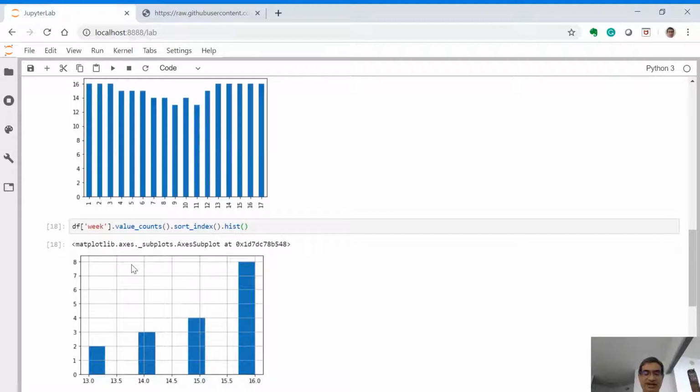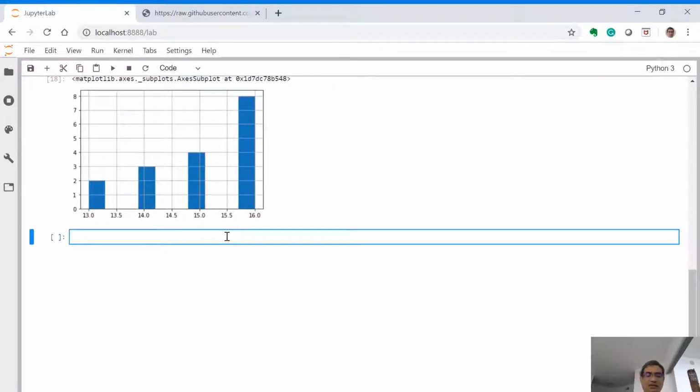A bar plot has two axes. The x-axis is usually what is called categorical, in this case 1, 2, 3, 4, 5: week number 1, week 2, week 3. The y-axis is numeric. A histogram again is a distribution of one numeric value. We are showing how it's distributed. So the x-axis is the numeric value and the y-axis is the frequency.